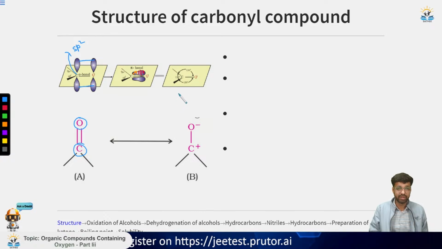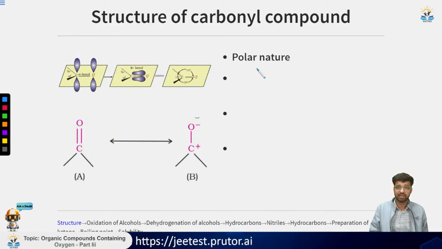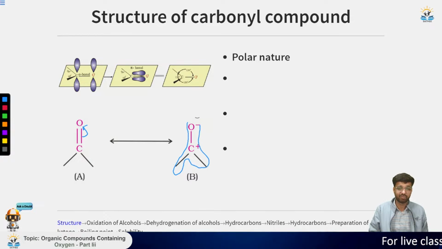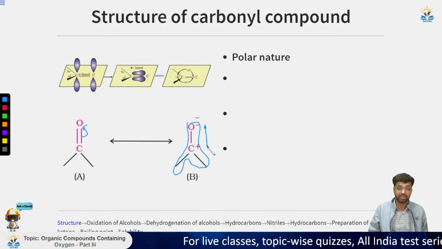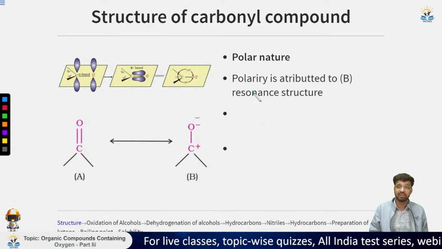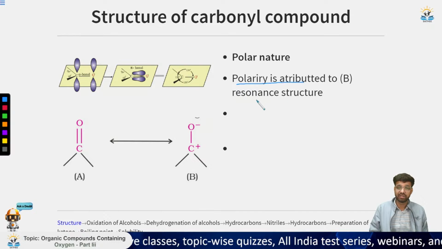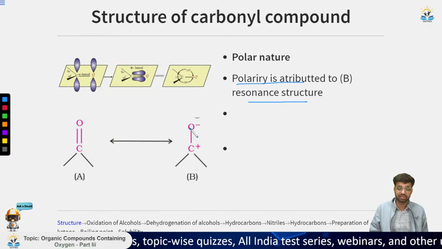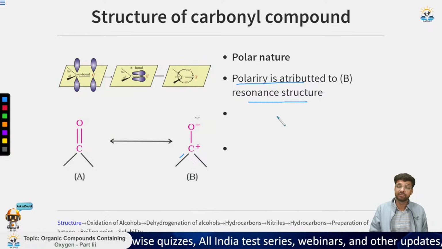Let us see some points here. First point is that it is polar in nature. We can see very clearly, upon conjugation, suppose this bond goes like this, we can have this form also. This is the resonance structure. Now you can see a positive charge is developed on carbon and a unit negative charge on oxygen. Due to this nature, we have a dipole moment like this from positive to negative. This polarity is attributed to resonance structure B, because this is the structure that attributes the polarity most of the time.